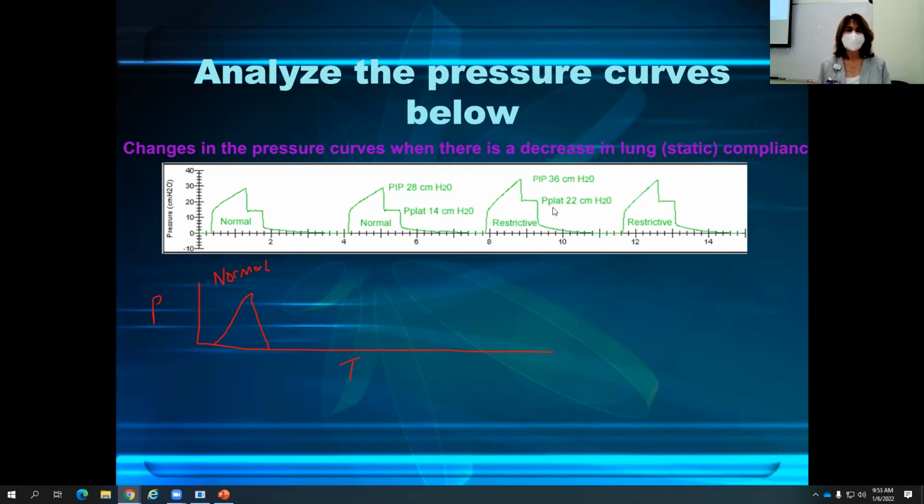So why did the plateau pressure increase? It could be that the patient is going into pulmonary edema. Edema creates stiff lungs. And that's it for this slide. Any questions?